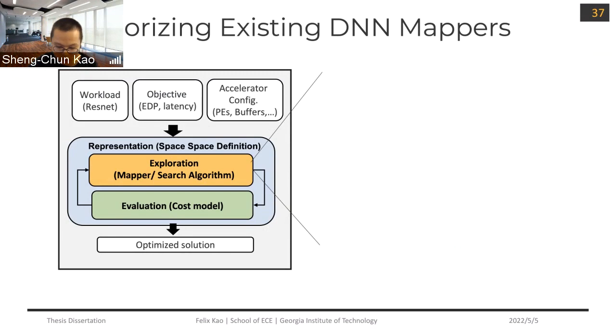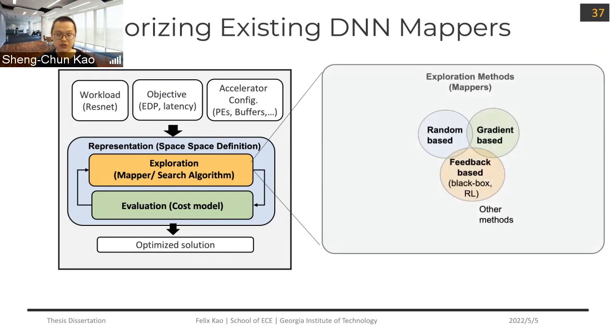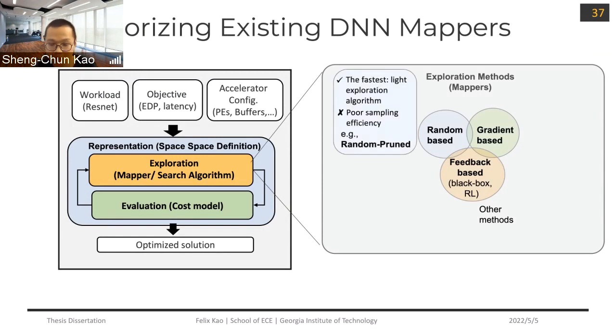We have seen this optimization loop, and we are going to see more on the mapper part. There are dozens of different mappers proposed, and we categorize them into 3 categories: random, gradient, and feedback. The random-based approach is essentially heuristic. It has the fastest time to acquire one sample, however with poor sample efficiency. One representative, state-of-the-art work in this category is Random-Pruned, proposed by the Timeloop authors.